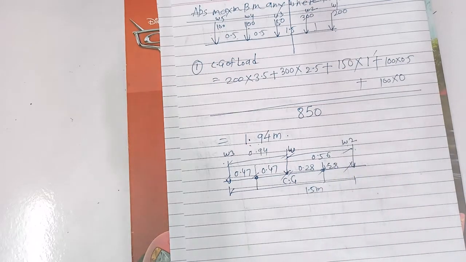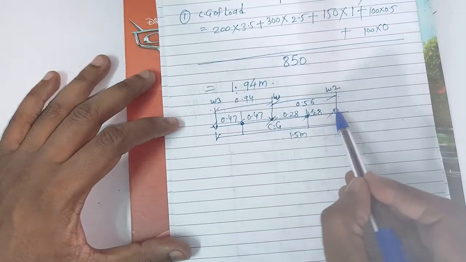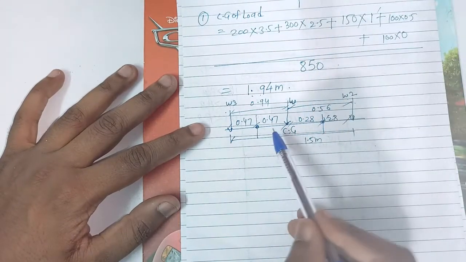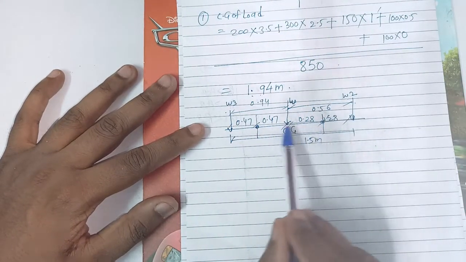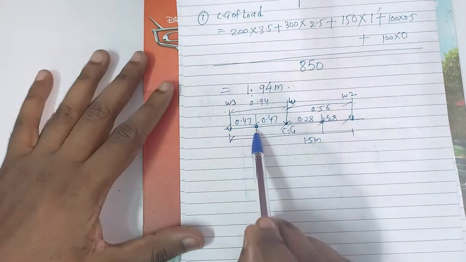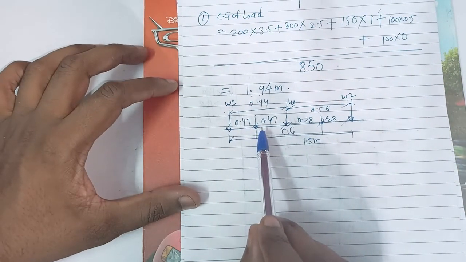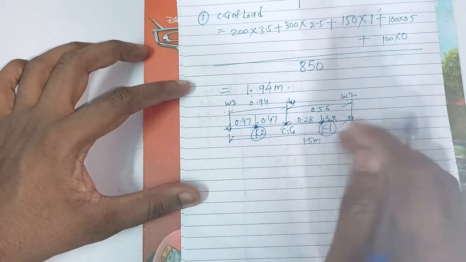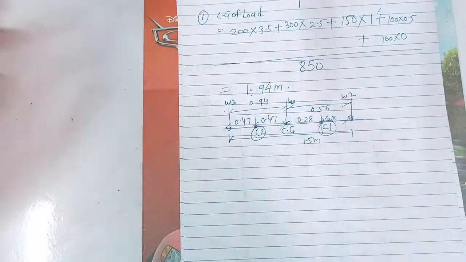Okay, so let us see how to calculate the maximum bending moment. First of all, we have calculated the CG of the load, we have located the distance, and we have again calculated the distances and the CGs of the particular load. So let us call this C1 and that C2. This is C1 for W2, C2 for W3 loading.